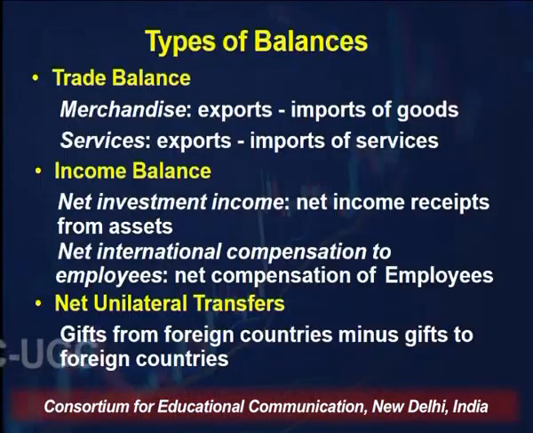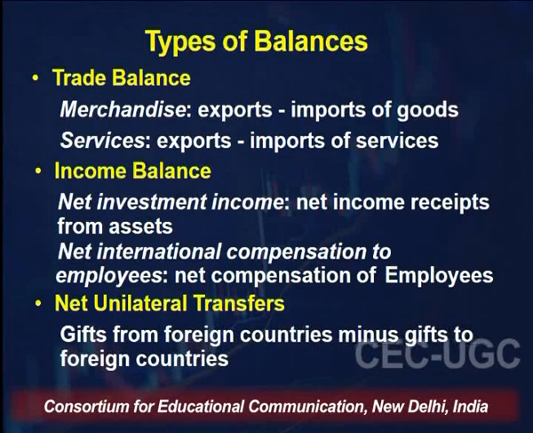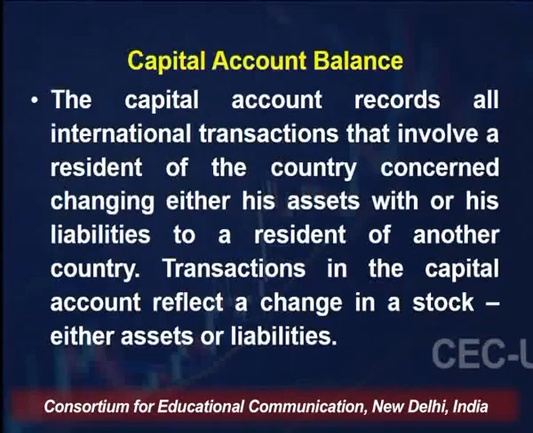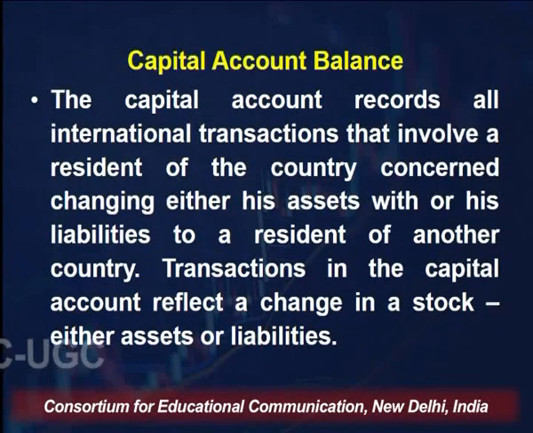Now what are the types of balances that can happen in the current account? One is the trade balance, that is merchandise exports minus imports of goods and services. Then the income balance, that is net investment income, net income receipts from assets, and net international compensation to employees. Then net unilateral transfer means gifts from foreign countries minus gifts to foreigners. So that was about the current account. Now what is the capital account?